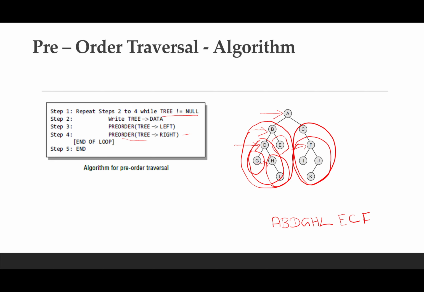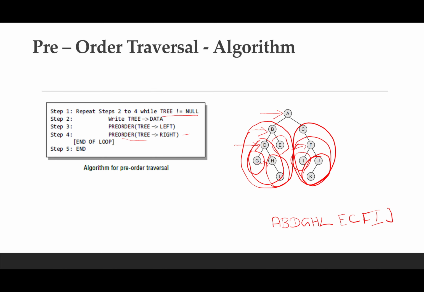Again it will call the function preorder tree left. So here what is in the left? It is I, so it will read this I. Then for I, which doesn't have a child, it will call the tree right function. So what is the tree right function? This is the tree right function. So it will write the tree data. What is the data? It is J.